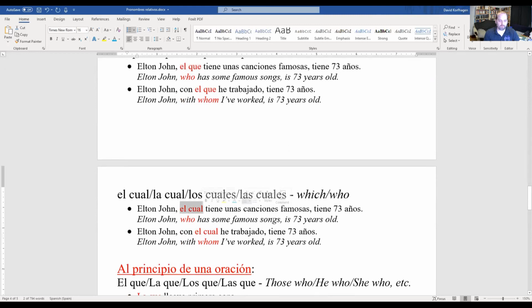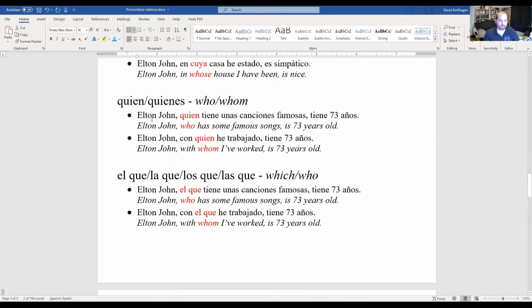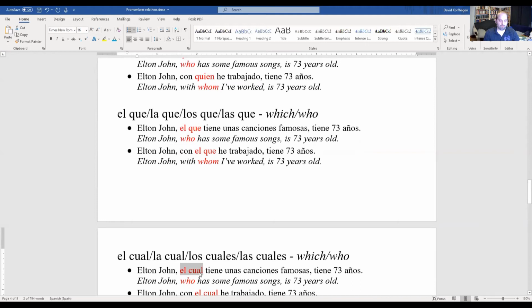Elton John, who has some famous songs, is 73 years old. Notice the translations of these three are the same in English, right? So we have Elton John, quien tiene canciones famosas, Elton John, el que tiene canciones famosas, Elton John, el cual tiene canciones famosas. They're all translated the same way in English: Elton John, who has some famous songs.